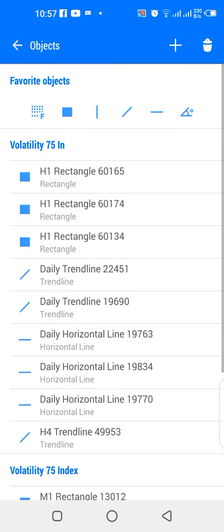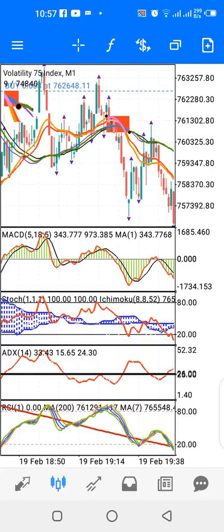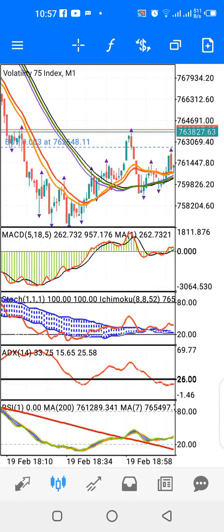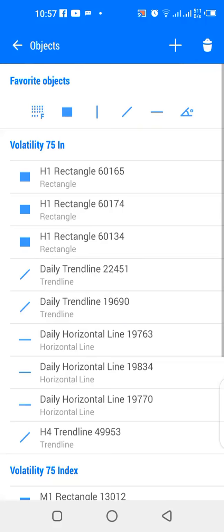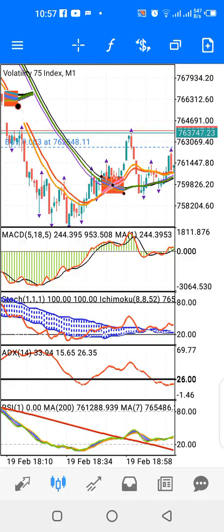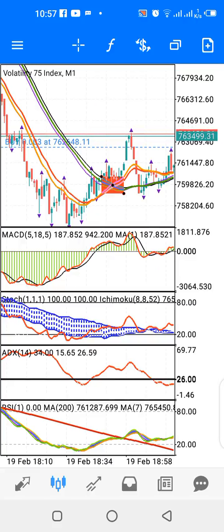Now here we have the red and the orange lines. The two lines cross down the black, green, and purple lines like you have around here. This is a signal for you to sell. Okay. Now if the orange and the red lines cross above the green, black, and purple lines, that's a signal for you to buy.